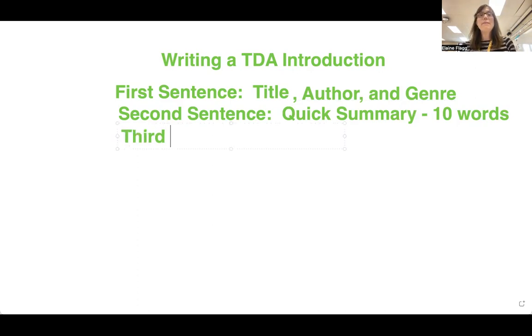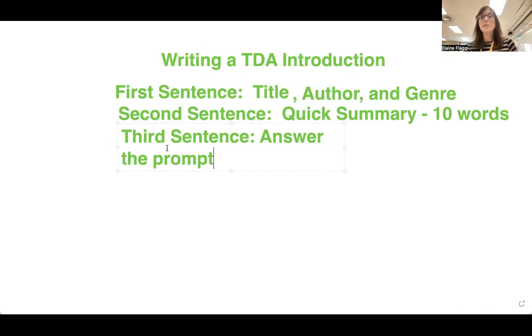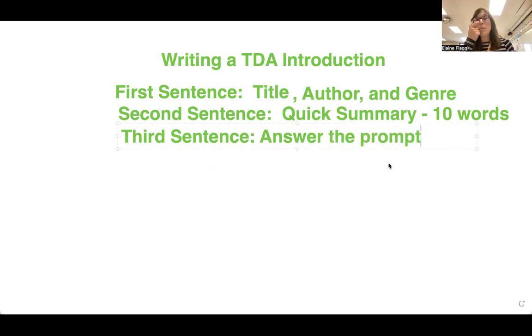The third and final sentence of your TDA introduction, you're actually going to answer the prompt. And this is where you're going to use part of the words from the prompt into the sentence to make a general statement about it. Now, if you want to add a little icing to it, meaning you want it to really stand out, you could do a fourth sentence.